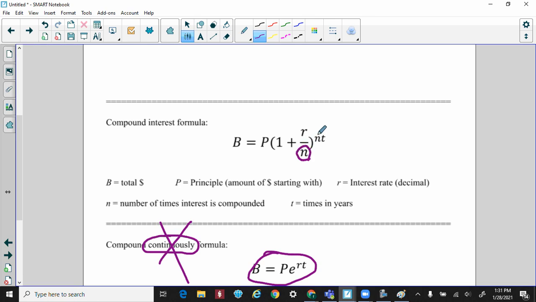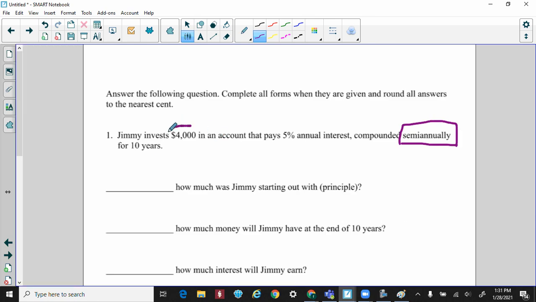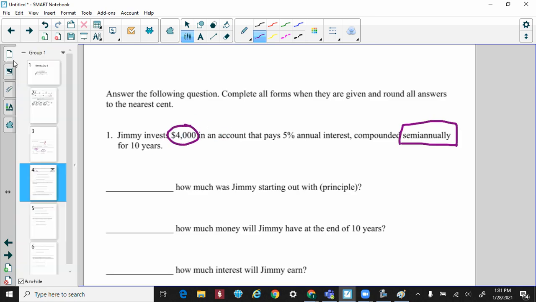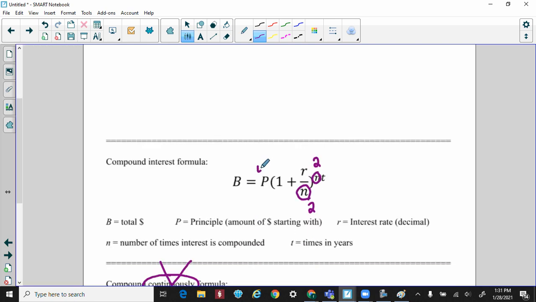The n right here would be 2 in this problem. Okay, now I'm going to flip back and forth a little bit. I know it might be a little confusing, but hopefully you can stay with me. All right, so Jimmy invests $4,000. So the principal would be 4,000.